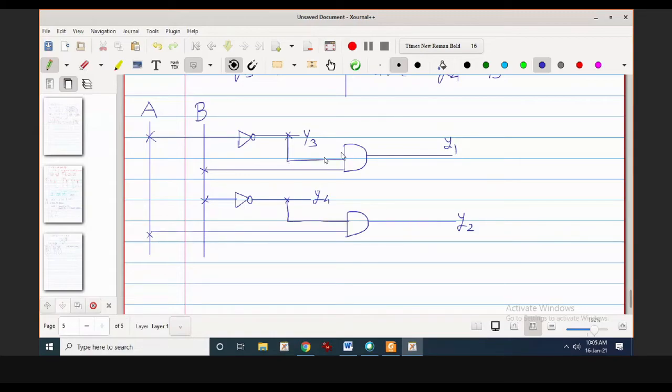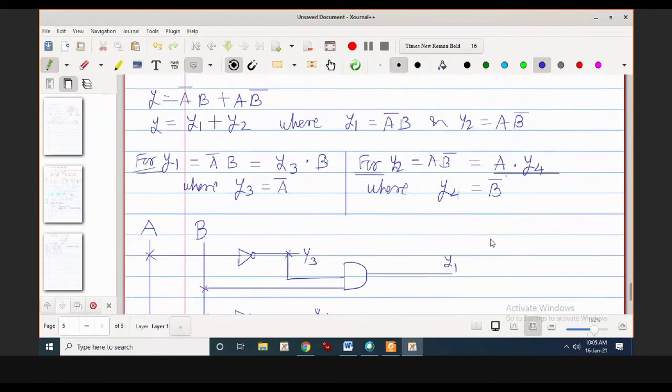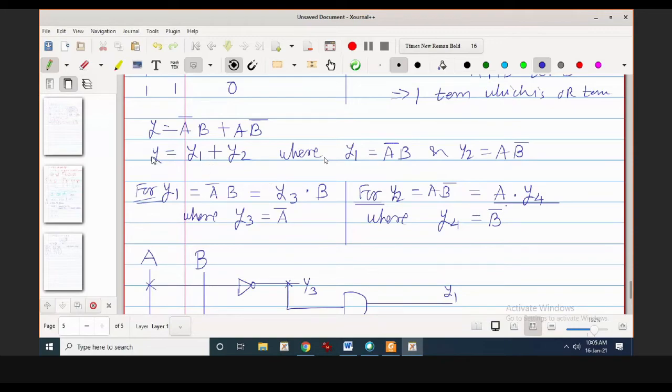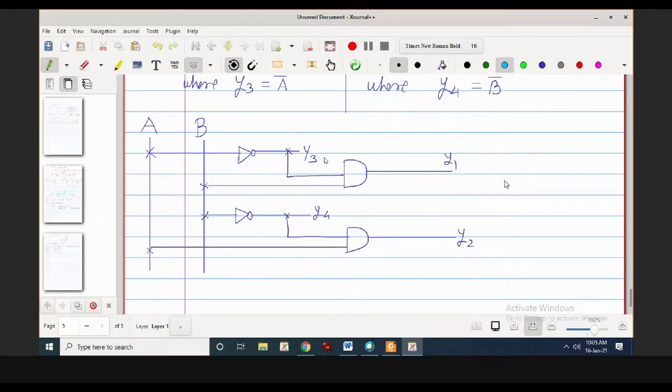Okay. So now what I got? I got Y3, Y4, I got Y1, Y2. What I am supposed to do with Y1 and Y2? I need to OR them. You can see here in this particular equation, I need to OR them. So for this I will be using an OR gate to get my final output Y. I will pick up the points from here, connect it over here, and finally I got my Y, right?